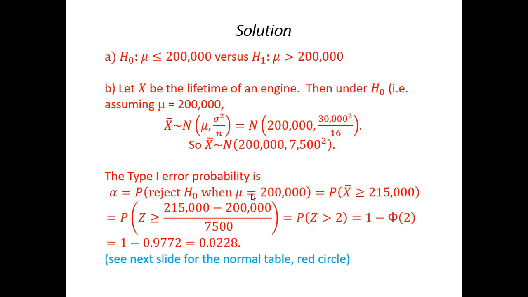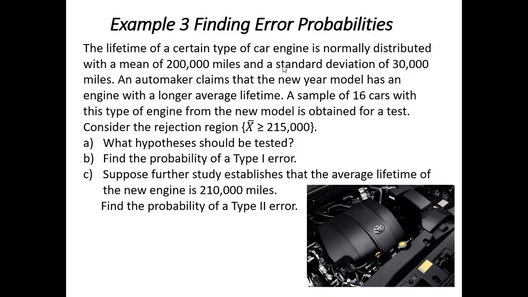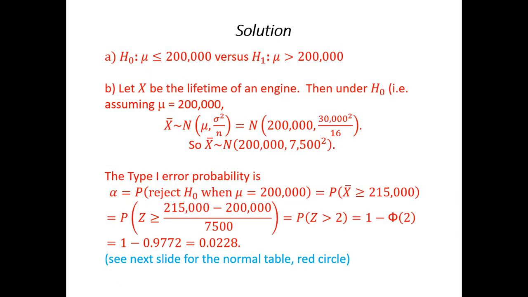Okay, so we start with the null hypothesis: the mean is less than or equal to 200,000, versus the alternative, the mean is greater than 200,000. So let's just back up a second and identify the key word here. So here you could see this sentence. The automaker claims that the new year model has an engine with a longer lifetime.